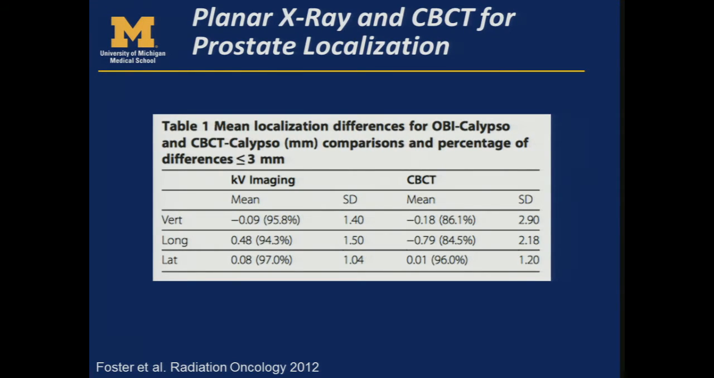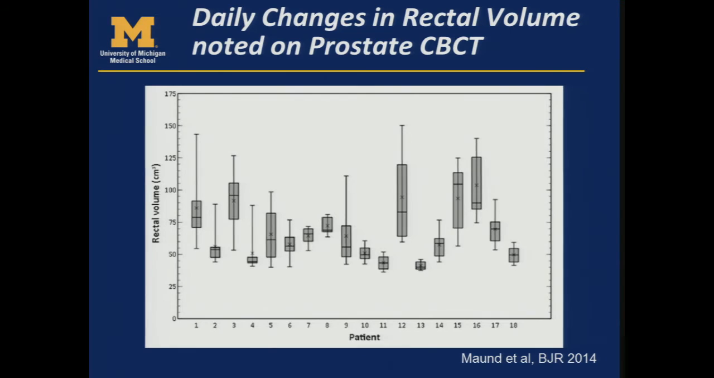Looking at planar x-ray and cone beam CT for prostate localization compared to something like real-time RF tracking, not big differences. So this is the difference between KV imaging and Calypso and cone beam CT and Calypso. Really small differences in general. I think each one of these techniques can be used successfully for prostate localization.